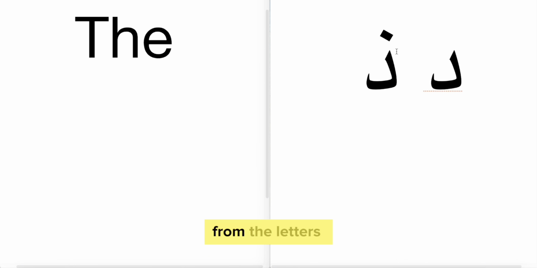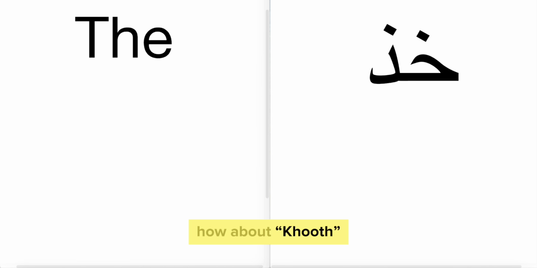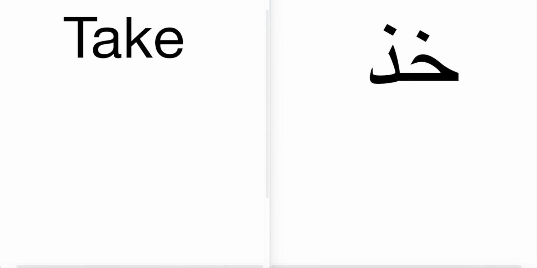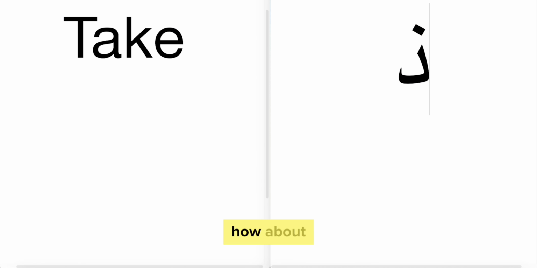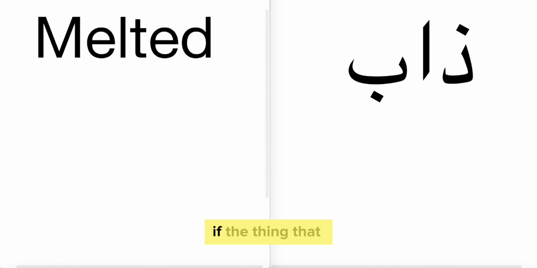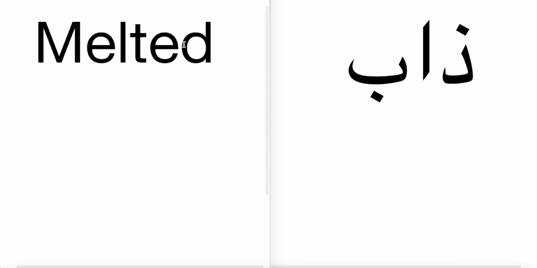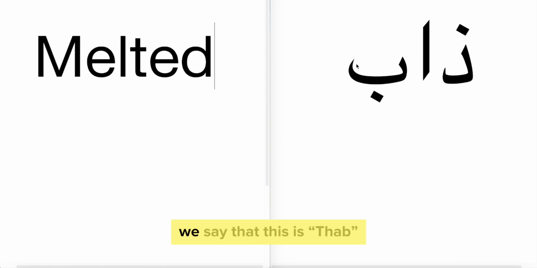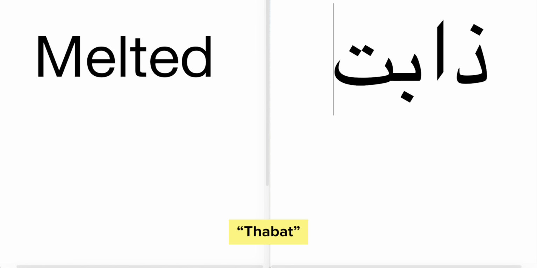Can we form a word from the letters we learned so far? How about khudh, which means take. If you're addressing a male, it will be khudh. How about, let's use the alif and ba, dhab, which means melted. If the thing that melted is masculine, it's gonna be dhab. Okay, we say that this is dhab. If it's feminine, dhabat. Dhabat.